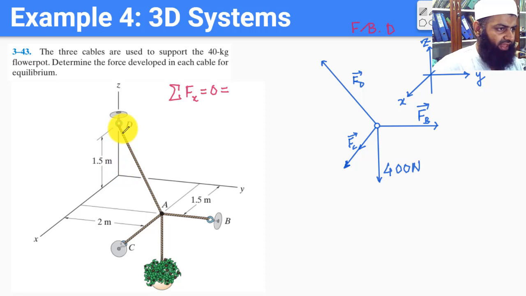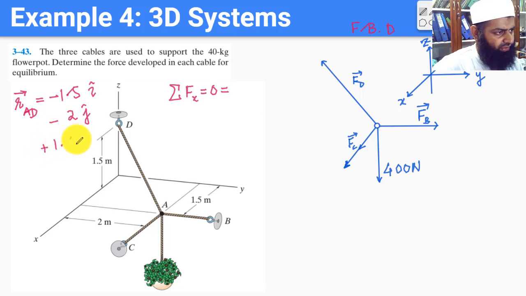So let me say that the r vector, the position vector from A to D, is nothing but minus 1.5 i hat minus 2 j hat plus 1.5 k hat. So this is the position vector, and to find the force we need the unit vector of this position vector.